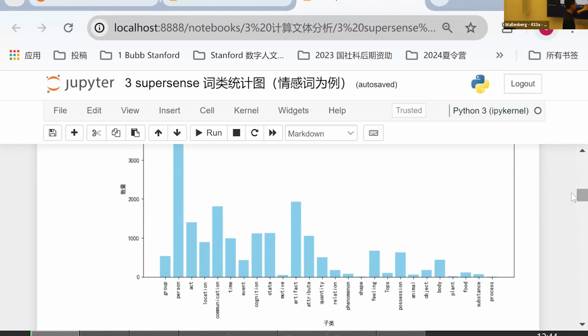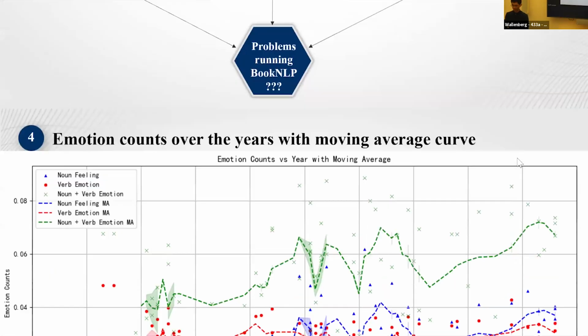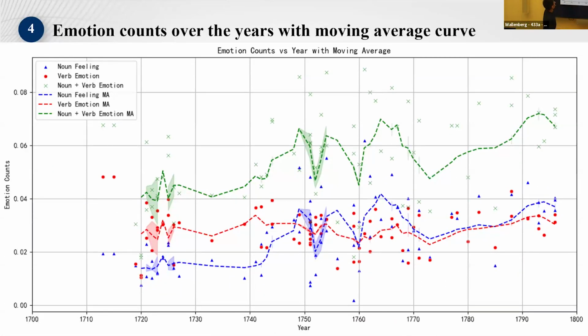So I extracted the noun of feeling here. And again, we have a subclass that is emotion in the verb class, and then visualize their proportion. So this is what we see here. The blue triangle means noun of feeling, and the red dots mean verb emotion. And if we add up these 2 subclasses, which is indicated by the green dotted line here, in the 18th century, again, we can see a rise around the 1750s and 1760s, and another rise in the last 20 years or so of the century, which also confirms our findings in our LDA analysis of this historical period.